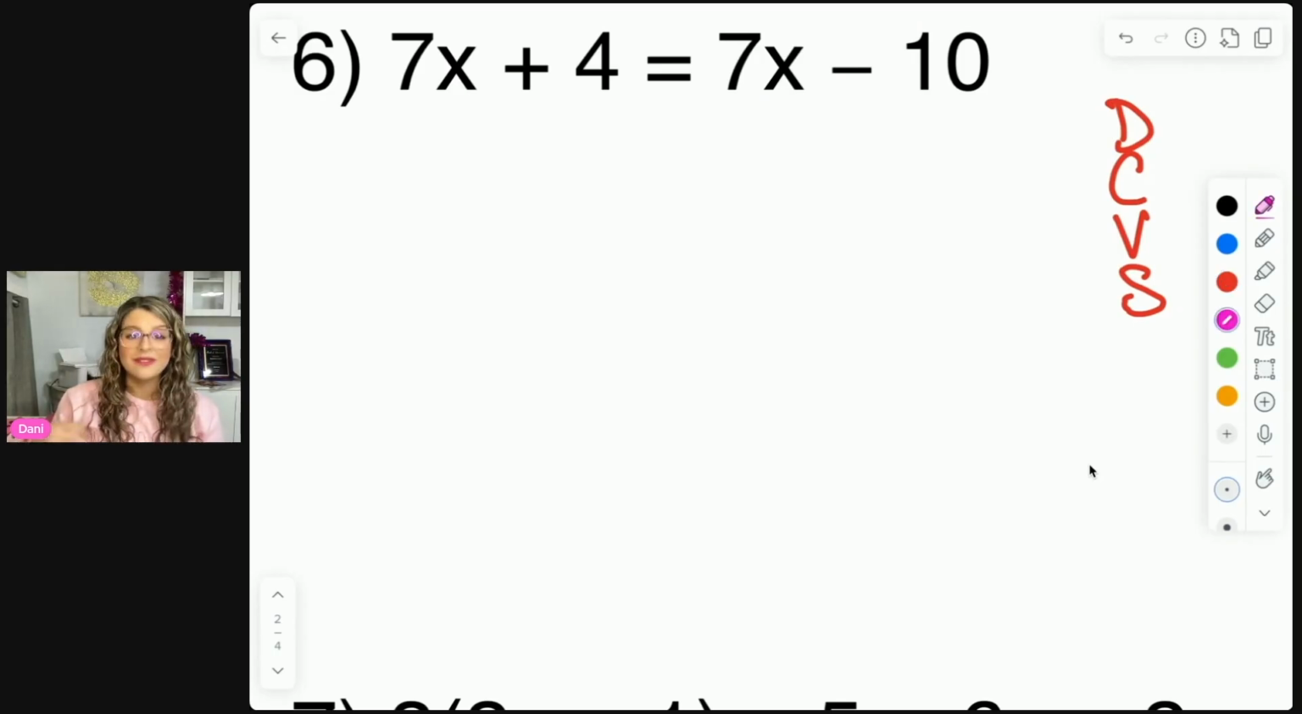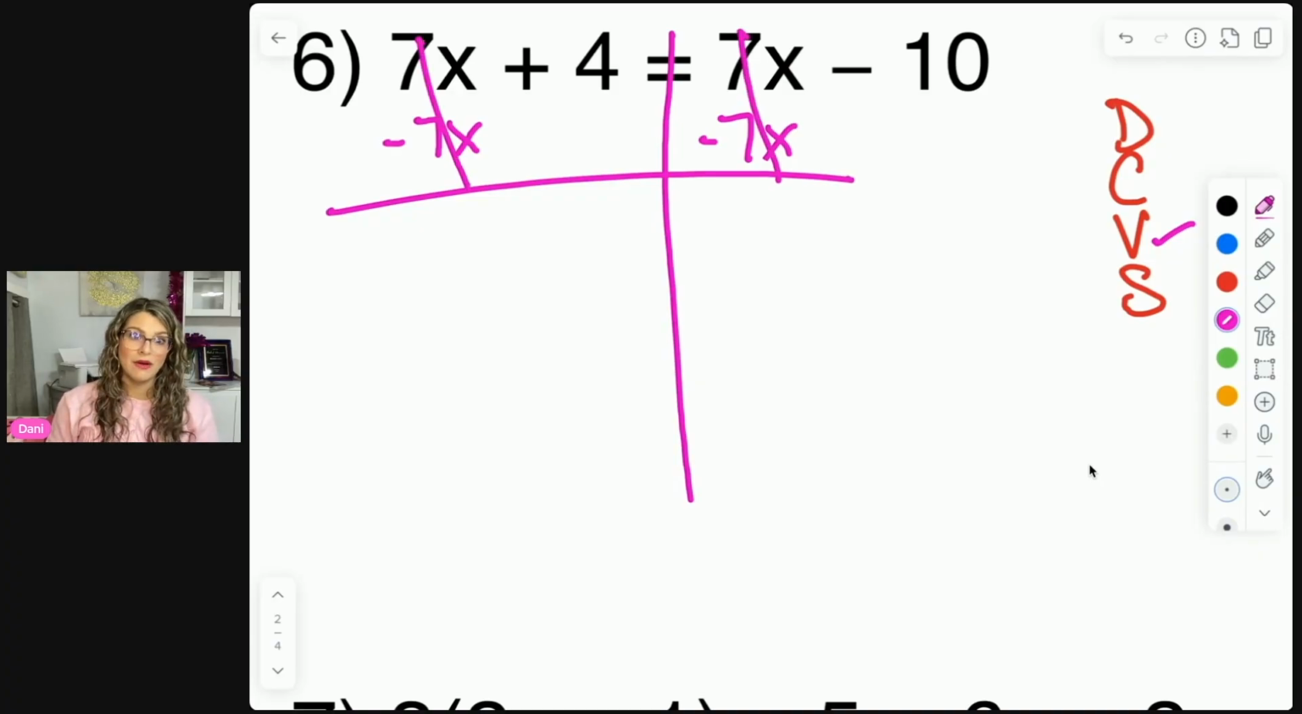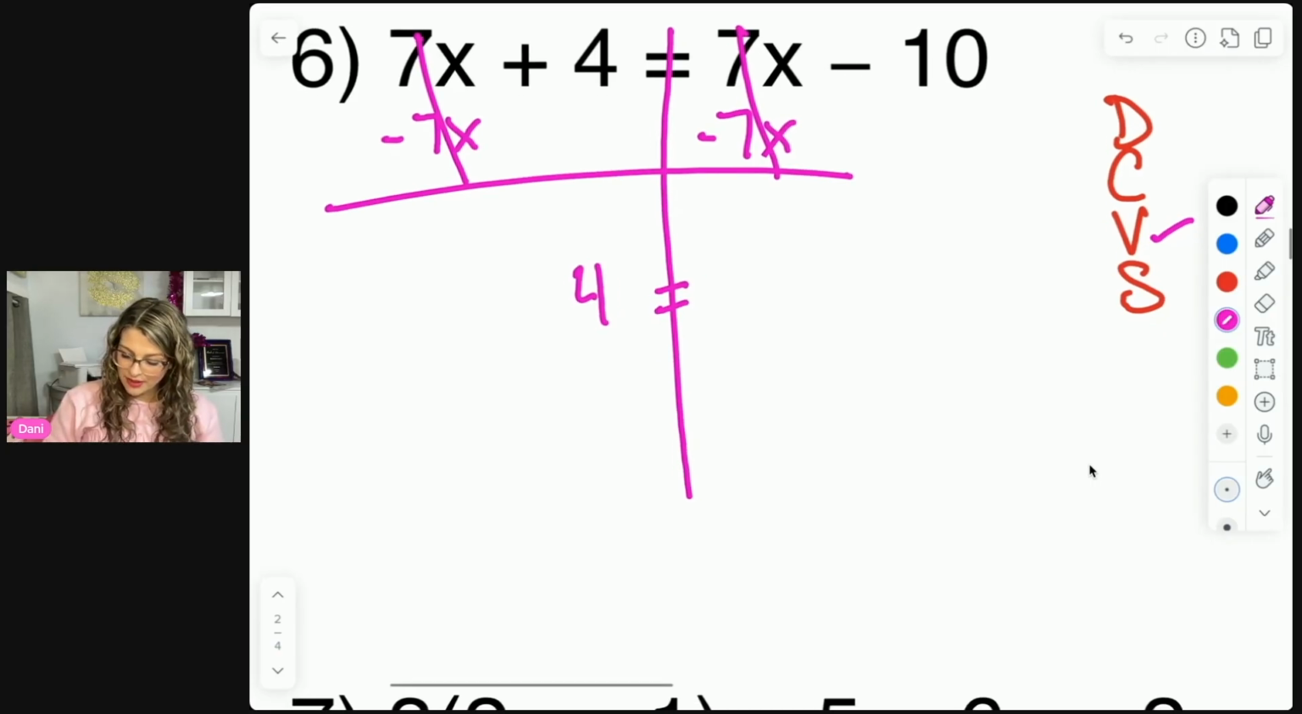All right, so can we distribute? Nope. There's no like terms, so that's nice. So let's get the variables on the same side. I like to move my x's first. So I'm going to subtract 7x from each side. Wah, wah. The x's are dying off, but what are we left with? We are left with 4 equals negative 10. Well, that's just silly. That is a very false statement.